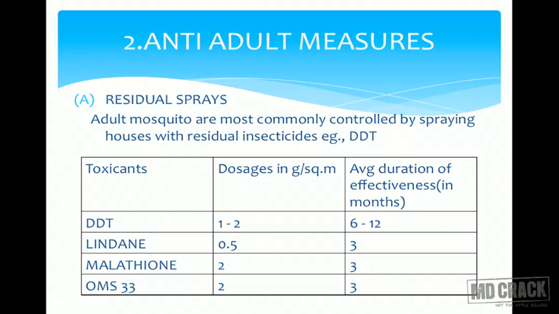It lasts less if you spray it on a mud wall because mud absorbs DDT as it is and therefore the duration of action goes down. Otherwise, on a well plastered wall, DDT can last as long as 12 to 18 months. So DDT has the longest period of action. The dosage of DDT is important. It is 1 to 2 grams per square meter to be applied. Lindane is very effective and therefore 0.5 grams per square meter. Malathion is 2 grams per square meter and the duration of action for both of them would last about 3 months.